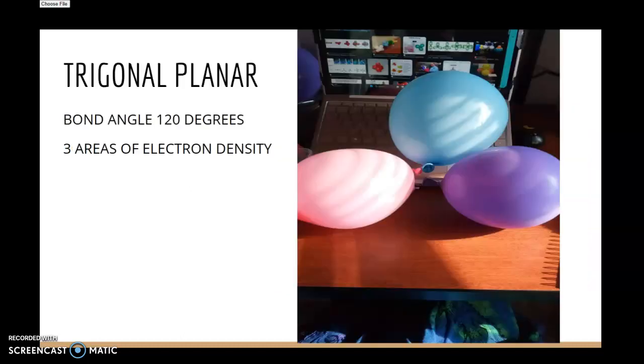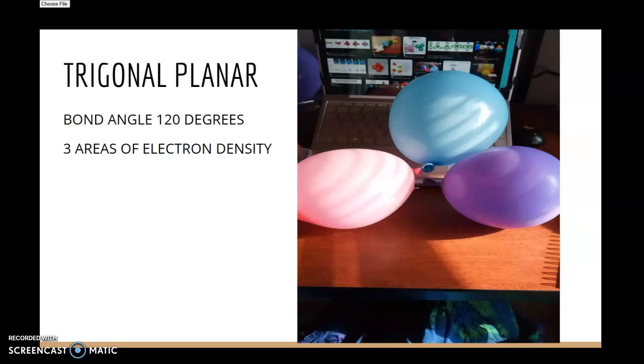Now, going into the second one, we have the trigonal planar. I really hope I pronounced that right. If you look to the right, you'll see that there are three, and it kind of has a pyramid shape. It has bond angles of 120 degrees, and it has three areas of electron density, as you can tell by each balloon. With this setup, you can set it up so the balloon is somewhat on top and the two are on the bottom.